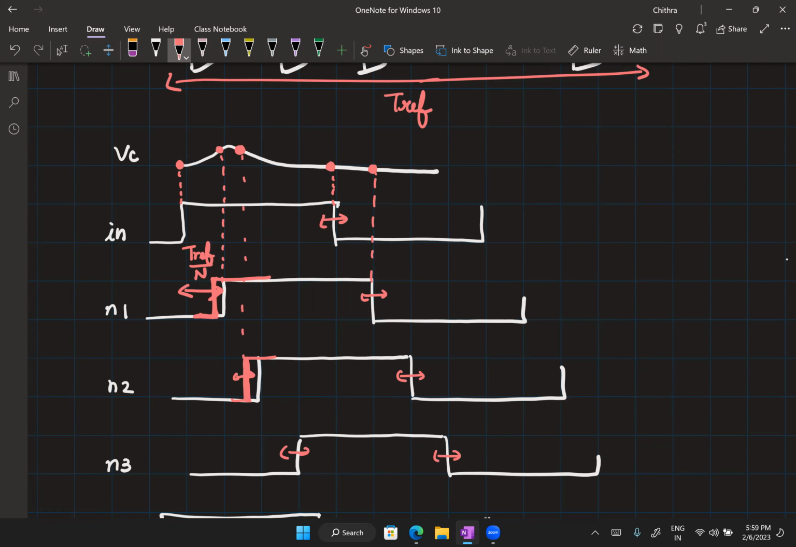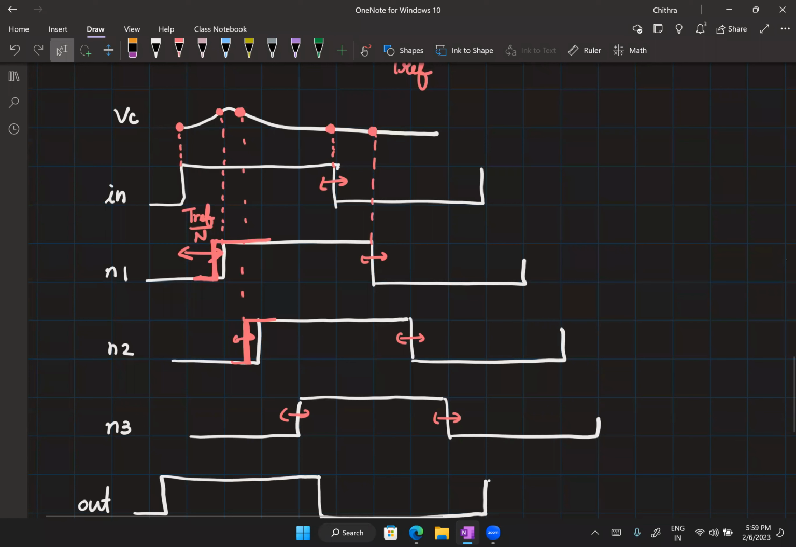But this change will be a constant from one period to the next, because every time it is going to sample the same value of VC. So we will have a steady state error in the phase difference between these rising edges. We will also have a steady state error in the duty cycle of these pulses. It's clear. So the effect is the duty cycles will vary.